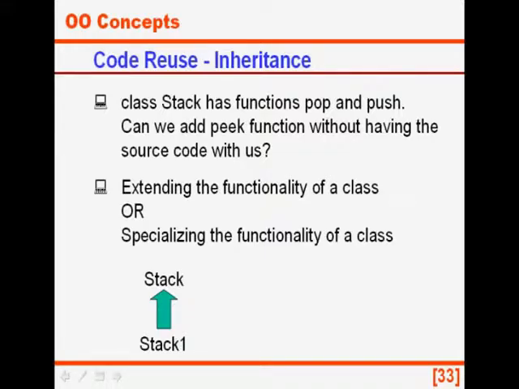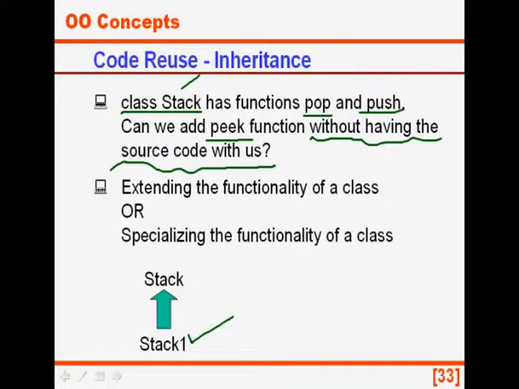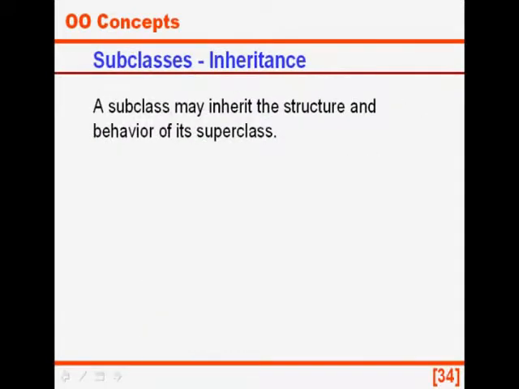So what we have is a class stack. It has functions pop and push. Now we would like to add another function to it, but now with a new complication. We do not have the source code of the stack class with us. That means we only have the binaries, we do not have the source code. How can we extend the functionality of the stack to another class called stack1? That means we want to extend the functionality of the class stack, or in other words, we want a specialized function which does everything that stack does plus something extra.